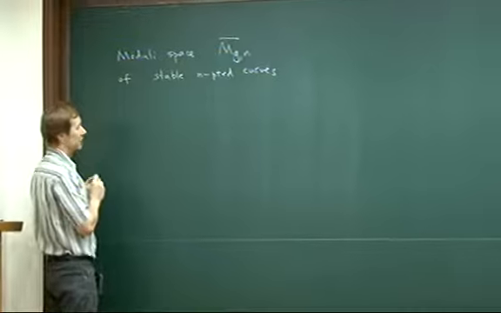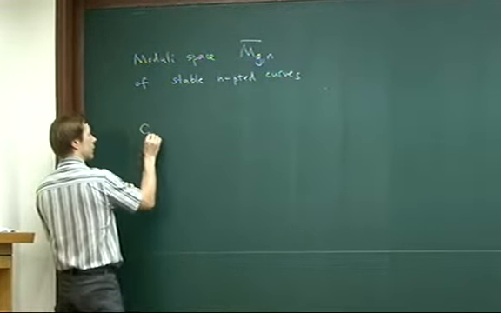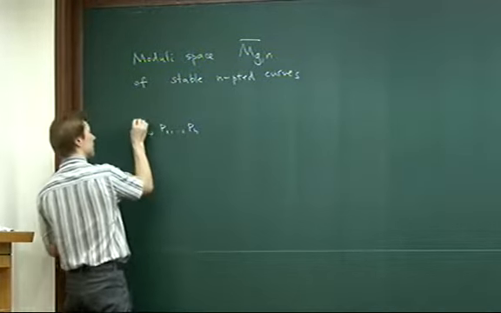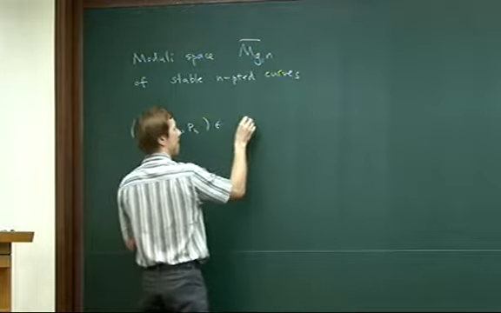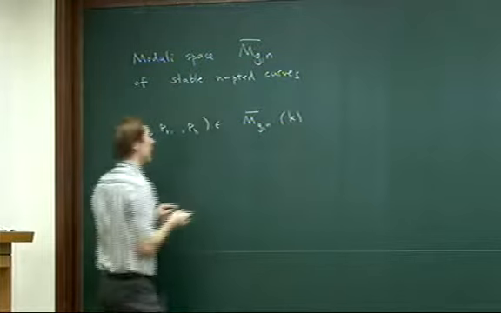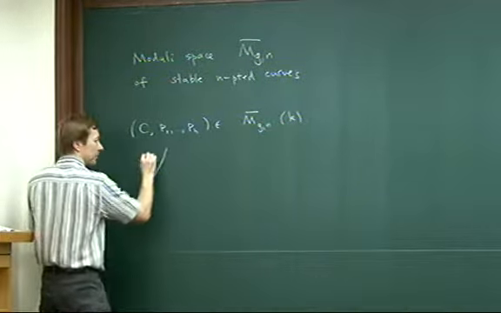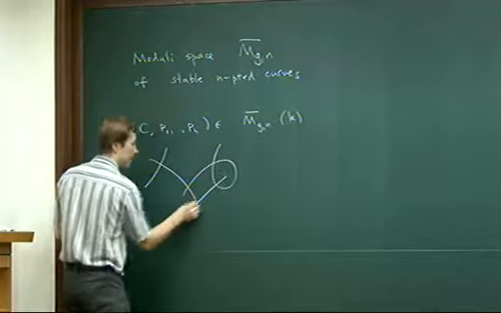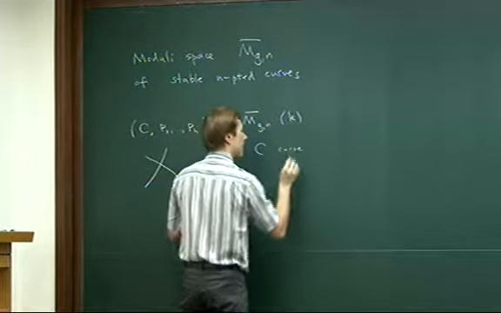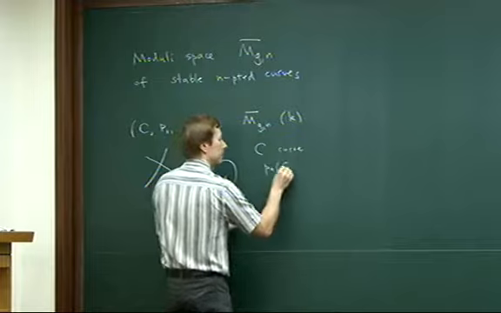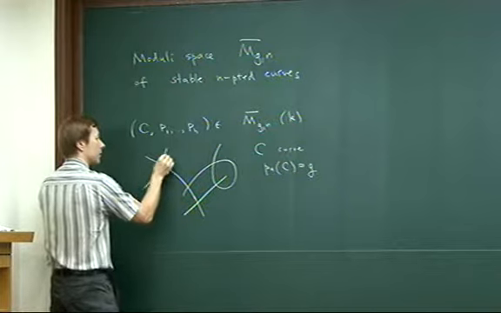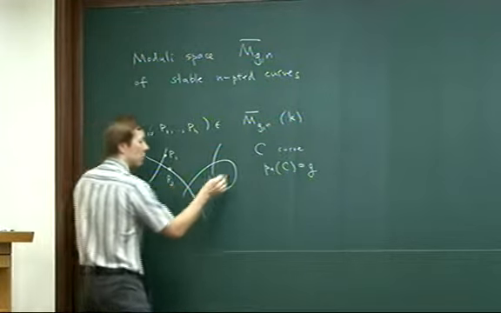So what do we know about this space? We know that first of all the points of the space correspond to curves. So C is a curve of arithmetic genus g, plus n points which are numbered.